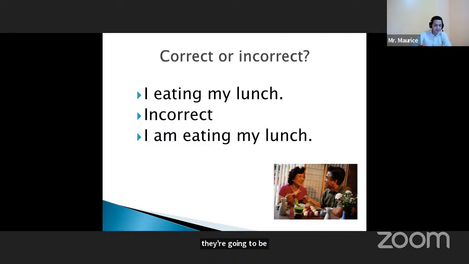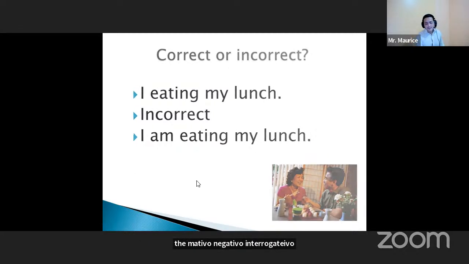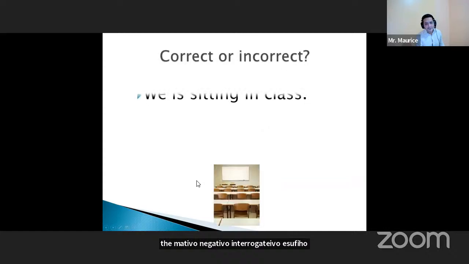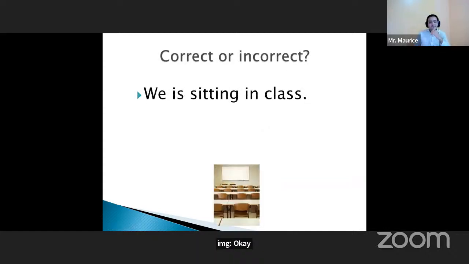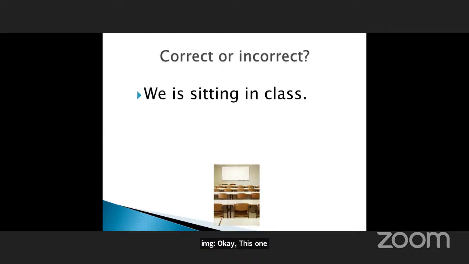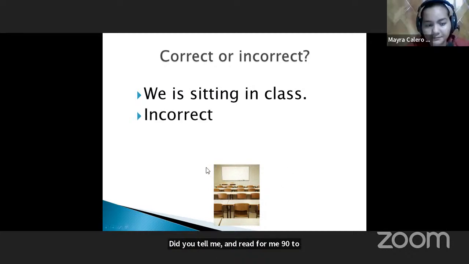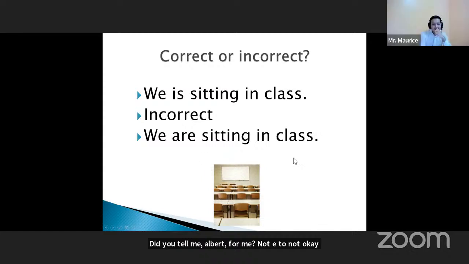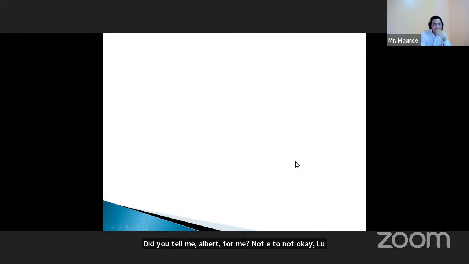Recordemos que present continuous, dentro de sus características más sobresalientes o más notables, es el uso del verbo to be en sus tres formas: afirmativo, negativo e interrogativo, y el sufijo ing. Okay, this one. Incorrect. Okay, you tell me. El verbo to be no es is, sino are. Okay, muy bien. Nice. Let's continue.